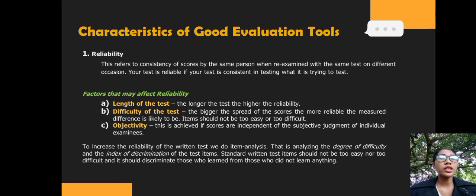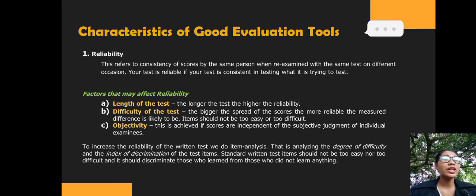The next is factors that may affect reliability. These are the following: length of the test, difficulty of the test, and objectivity. First, length of the test. The longer the test, the higher the reliability. Kasi the longer the test, the more information, marami kang malalaman kung saan pa ang kulang or dapat pang i-assess sa trainees.